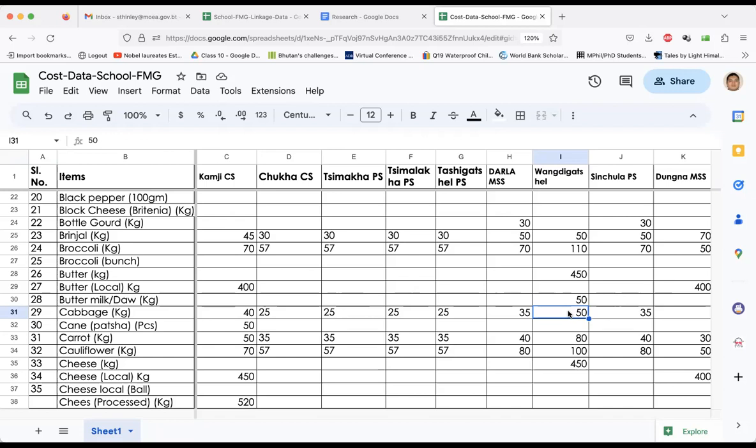Or is it the delay? Now, what we can also find is whether it is the talent or the negotiation power of the FMG, the school principals and the Gyoks, which brings the price of commodities down. One thing you can also see is that several schools, including Chuka, are all at 25.